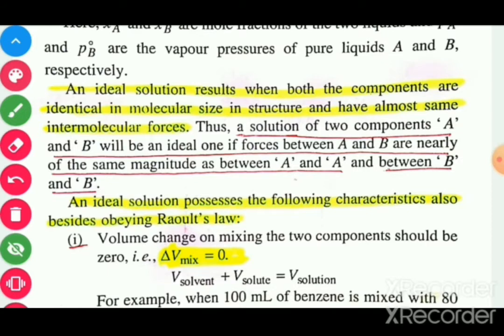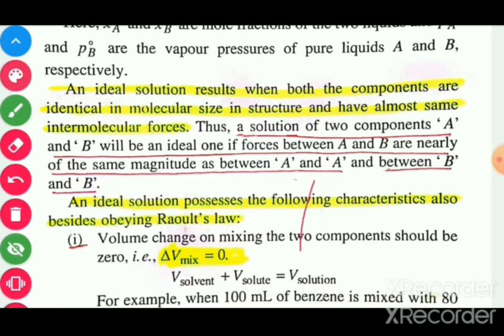An ideal solution possesses the following characteristics besides obeying Raoult's law. For the ideal solution, it is necessary that the change in volume on mixing, that is, when solute and solvent are mixed to form the solution, the volume of solution should be equal to the sum of the volumes of solute and solvent. In such a situation, delta V mix, the change in volume of mixing, is equal to 0.